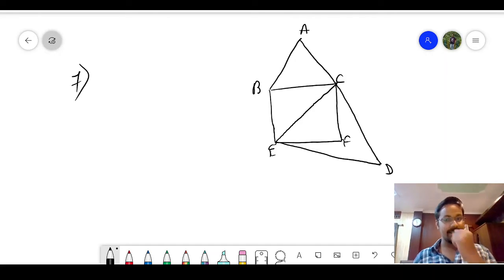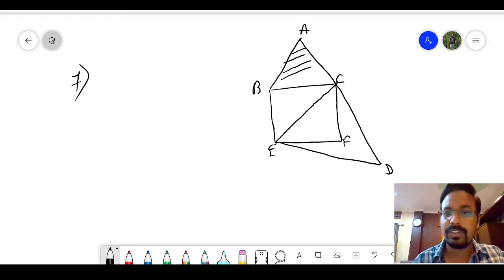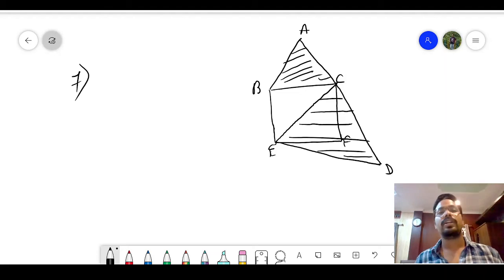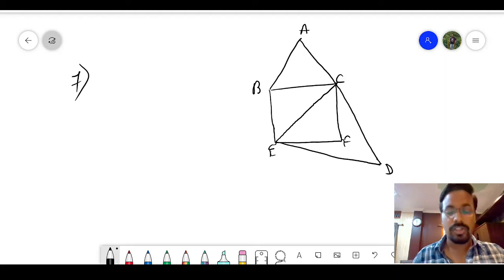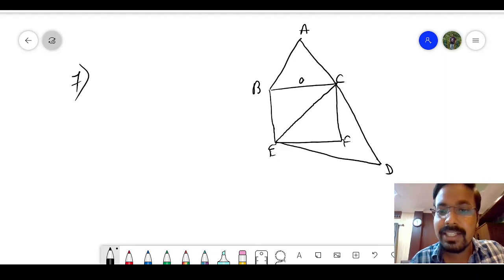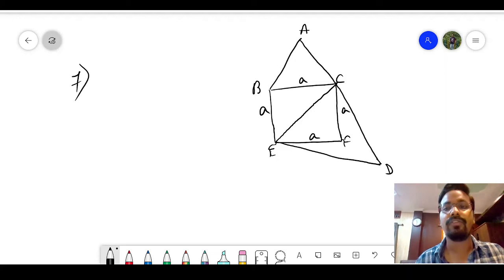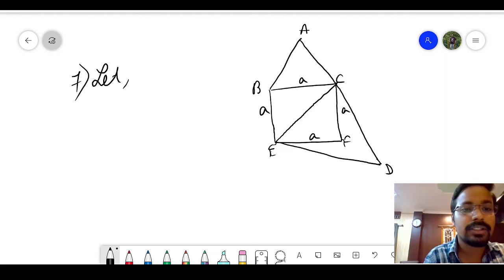Triangle ABC and triangle CDE are the two triangles. The equilateral triangle ABC is on the side of the square, and triangle CDE is on the diagonal of the square. So what we have to show is that the area of the triangle formed on the side of the square is half the area of the triangle formed on the diagonal. To make it an easy sum, let's consider the sides of the square to be of length A.